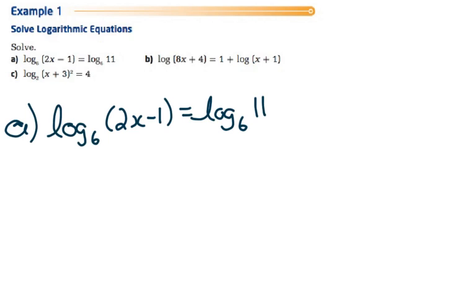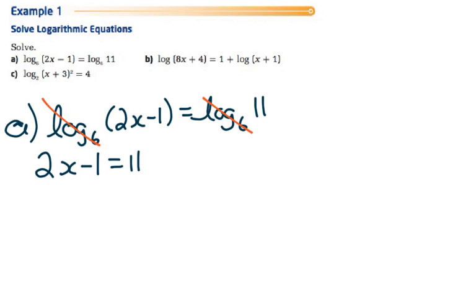Nothing else. If we look at B, we have that 1 plus log of x plus 1. We don't have anything such as that 1 here. When we get a situation where it's log equals log, this is the easiest of all. We can just cancel the logs out and be left with the function of each log equaling each other, so 2x minus 1 equals 11.